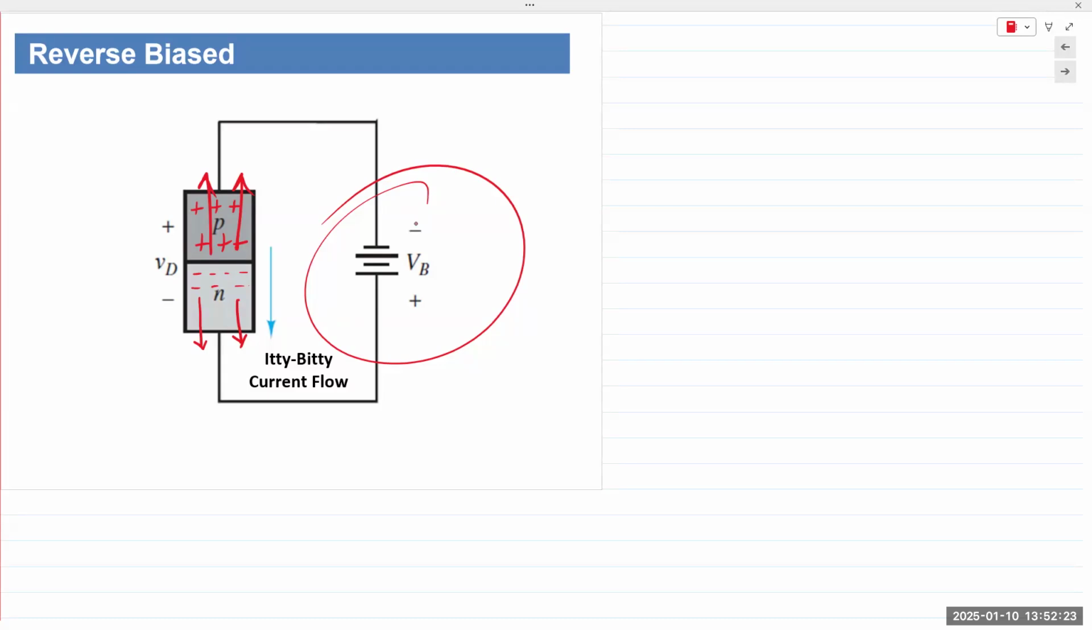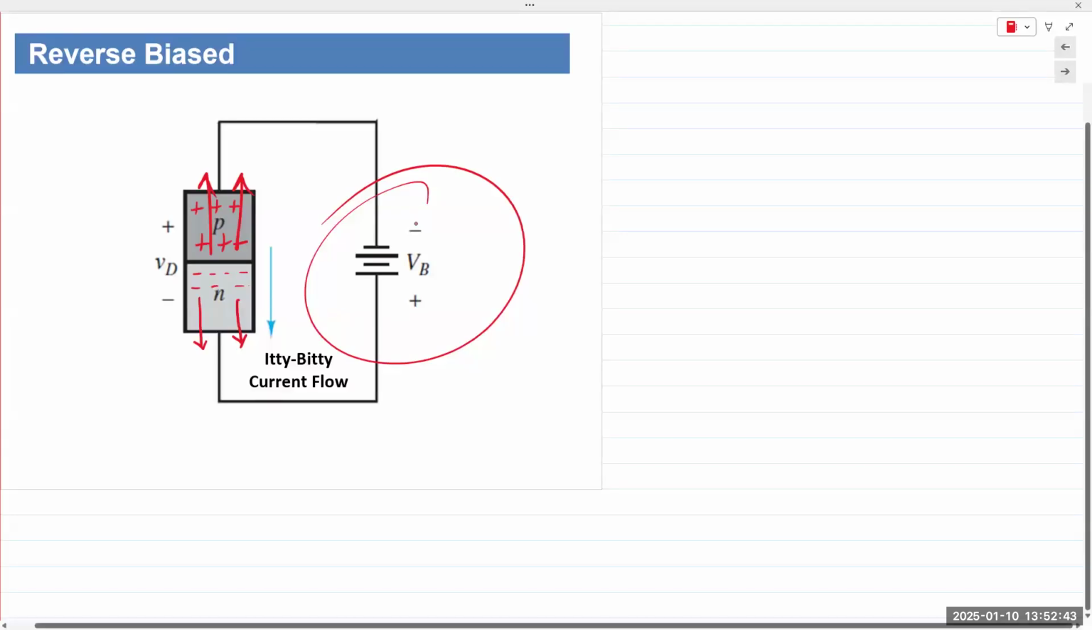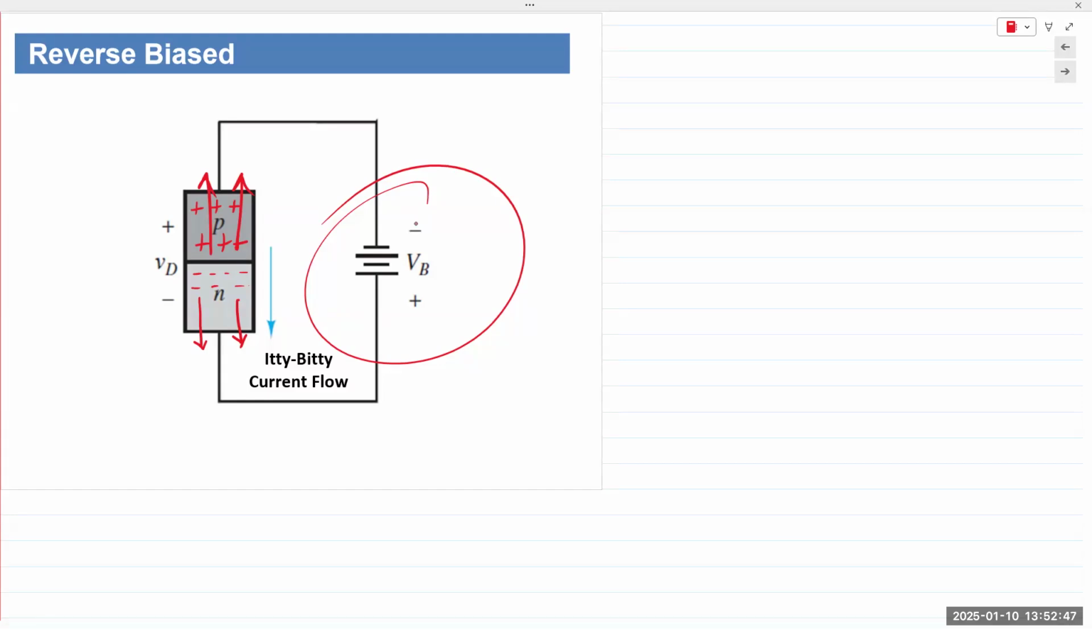Okay, almost zero. It's so small that we cannot measure it with just regular instruments. Okay, it's like 10 raised to minus 12, 10 raised to minus 15, like picoamps and femtoamps. Even when we perform experiments in the lab, it's very, very difficult to measure those tiny amounts of current. Okay, because the only current flow that is taking place is due to the minority carriers.